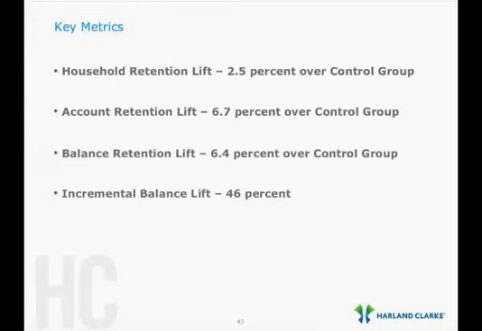But you can see off of the metrics here that overall the retention lift was 2.5% of the goal. The account retention lift was 6.7% over the control group, and this has remained steady from start to finish. I mean, we have not seen numbers really dwindle, and so we know now that the onboarding is a key and vital component to all of the communications we have going forward.